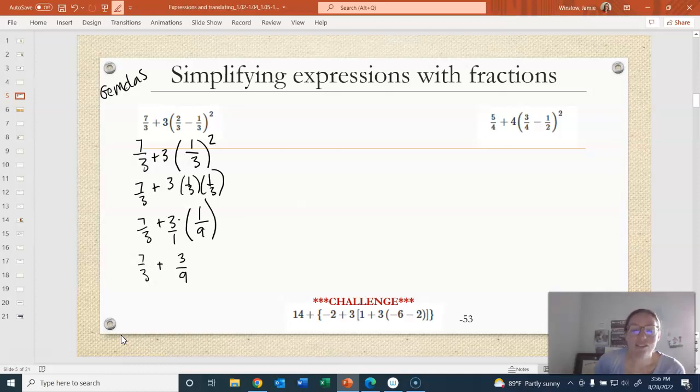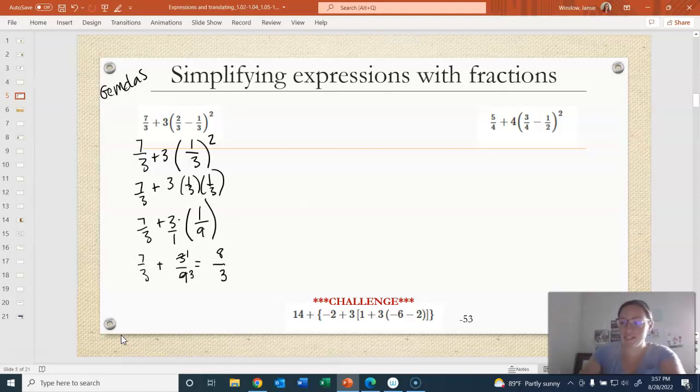Last step. When you're adding and subtracting fractions, remember the denominators must match. In this case, they don't quite match. We have some options. We can either make this one a 9, or we can, in this case, make this one a 3, right? Can't we reduce 3 over 9? 3 goes into both of those. So 3 divided by 3 is 1, and 9 divided by 3 is 3. Now the denominators match, and we can go ahead and add the numerators. 7 plus 1 is 8 over 3.